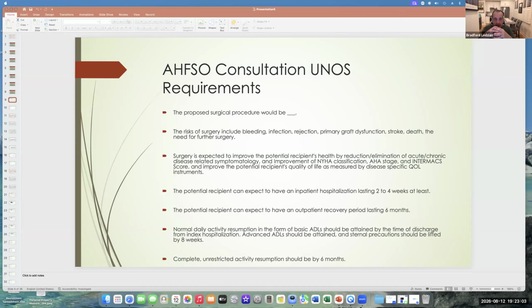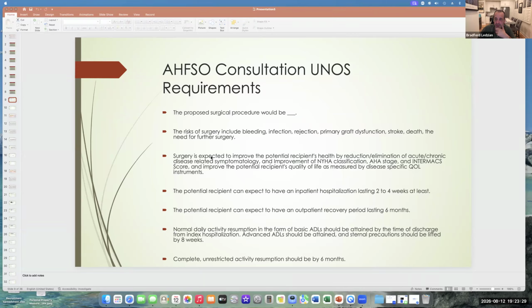And UNOS is the government body which sort of governs allocation of organs. So the proposed surgery for the patient needs to be included, the risks and benefits. And so we have this in a templated form in our note so that we're guaranteed to get the major ones listed every single time. It's already in the note. All you need to do is not erase it, which is not hard to do.